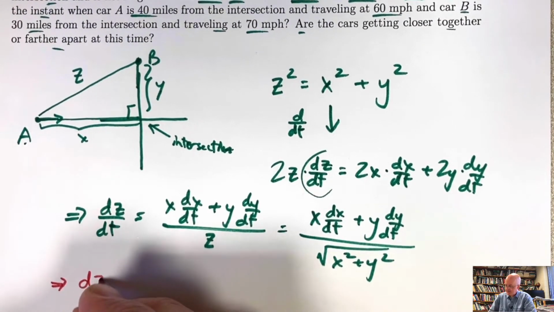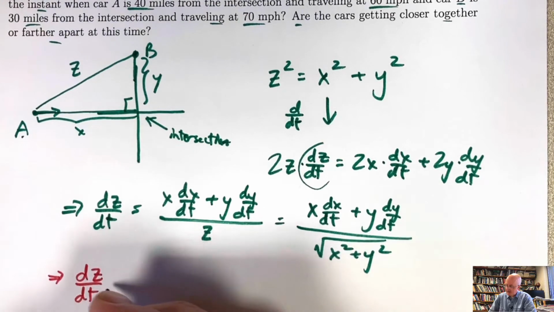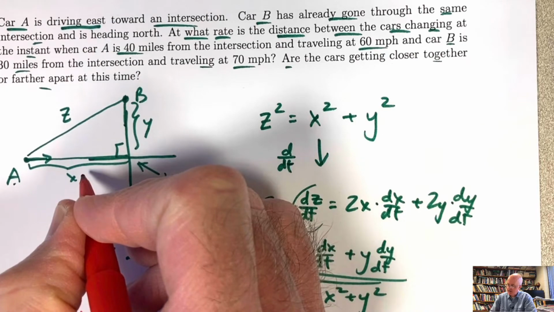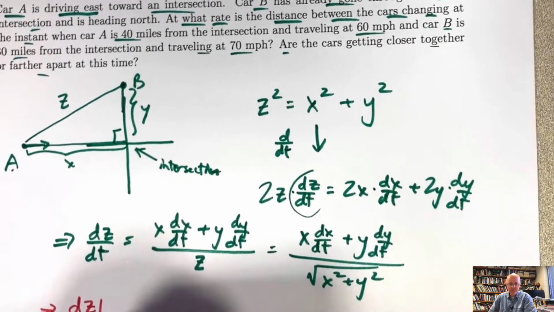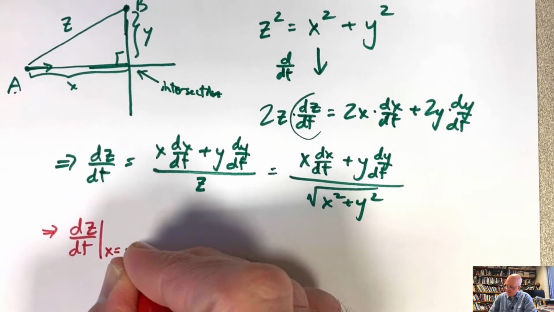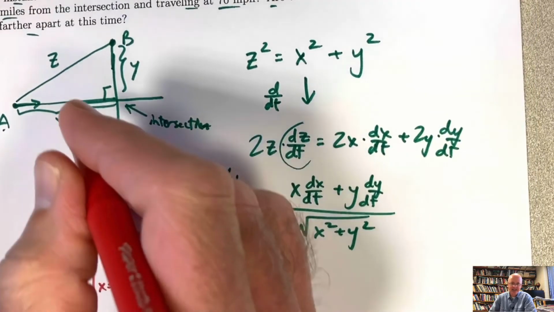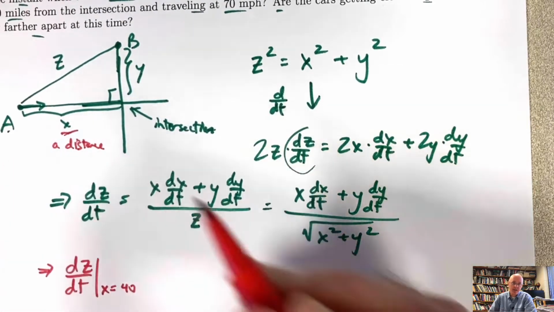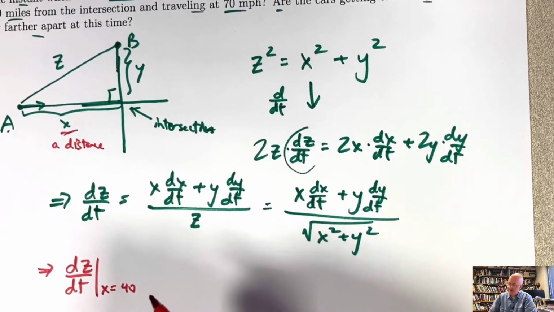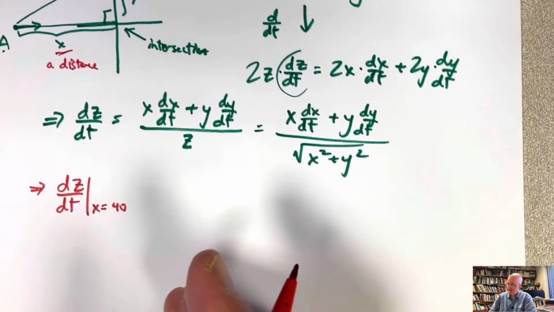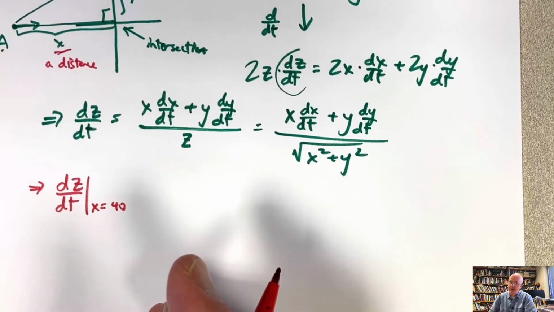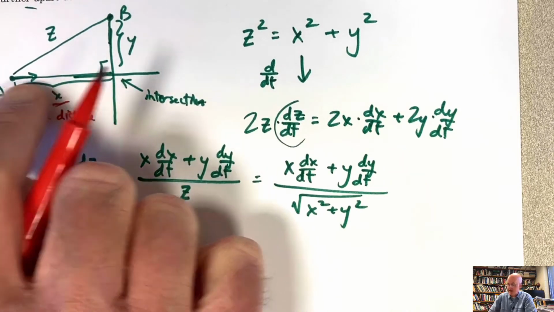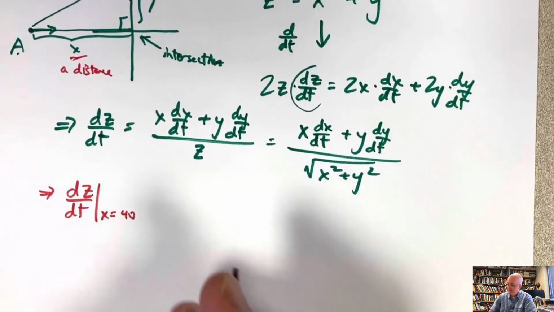So dz/dt at the moment in time when car A is 40 miles from the intersection, so x happens to be 40. I am thinking of x as a distance here, not as an x coordinate, not a negative x coordinate. So that's a little bit subtle. That will mean dx/dt is negative here. If it were just an x coordinate that was already negative, then dx/dt itself would be positive because the x coordinate would be increasing. Lots of tricky things going on.